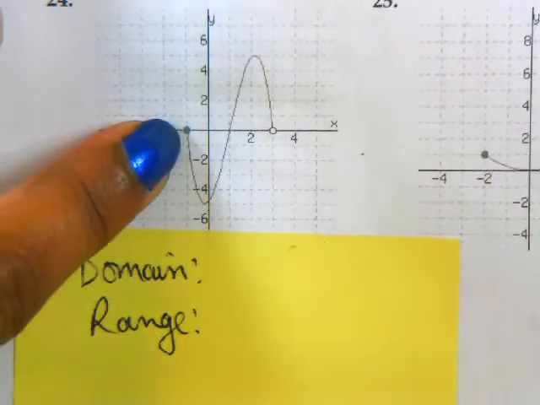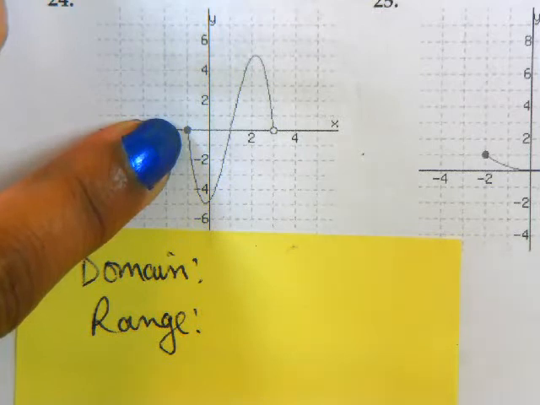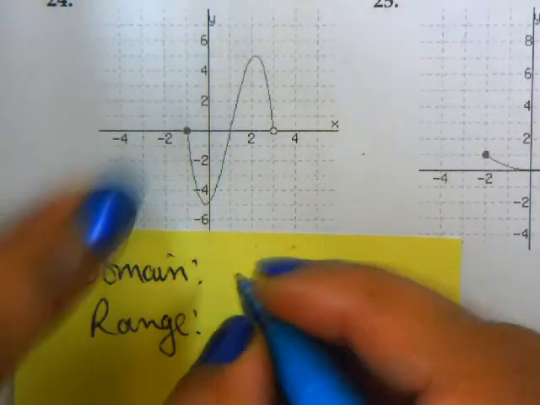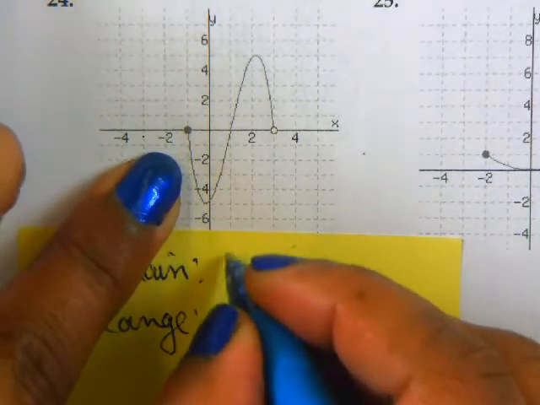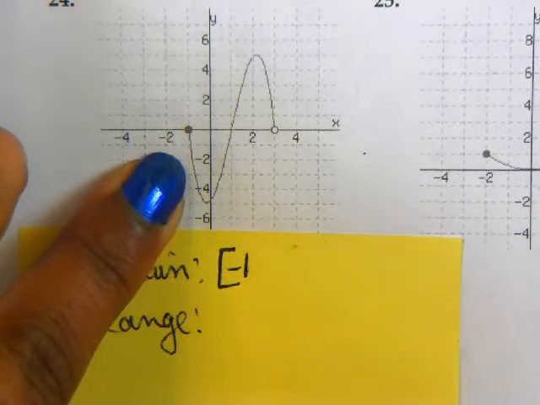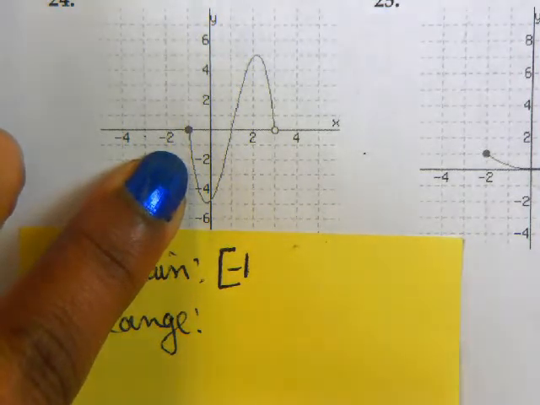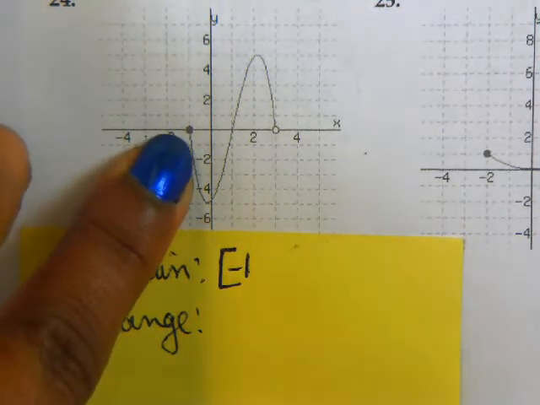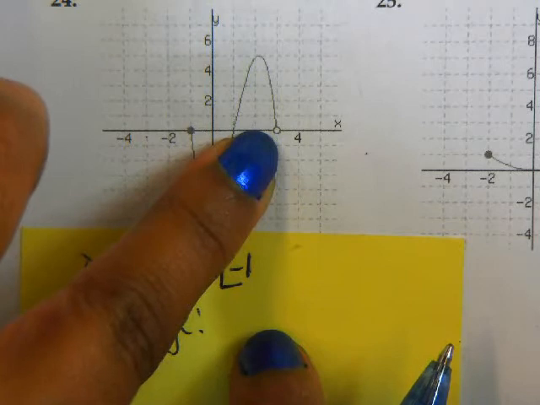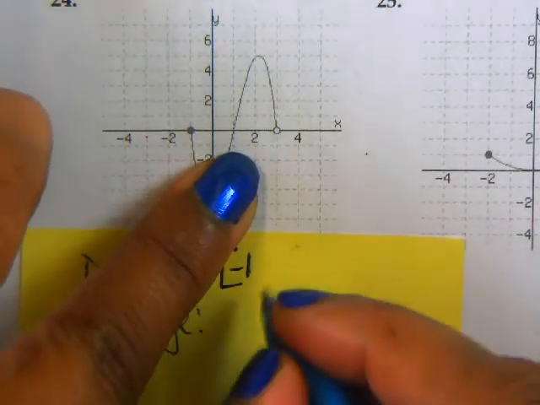Yeah, so -1, and why am I using a square bracket with -1? Because it's a solid point. Is everybody okay? And let's move on to the next number. It ends at what number? 3. And 3, if you see, it's an open circle, so I'll put a parenthesis. Is everybody good on this one?